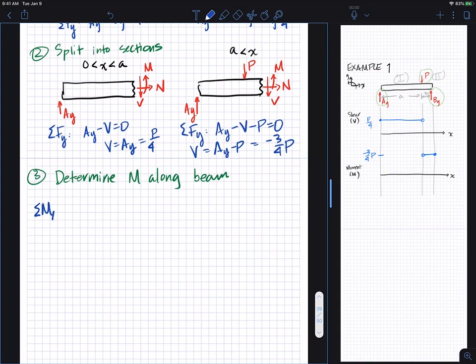So if I do sum of moments at A for the left-hand side, I have M minus V times X, right? And so X is going to be this distance here. So M minus V times X equals 0. So I know M is equal to V times X. I just established that for this section, the shear is P over 4. So I have again that the moment is a function of X. It's a linear function of X.